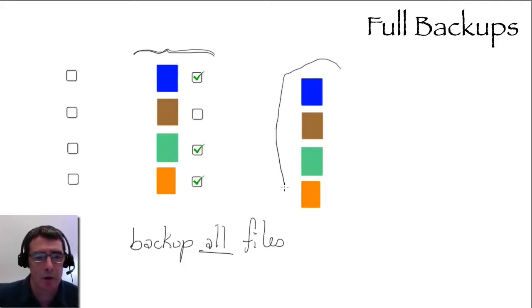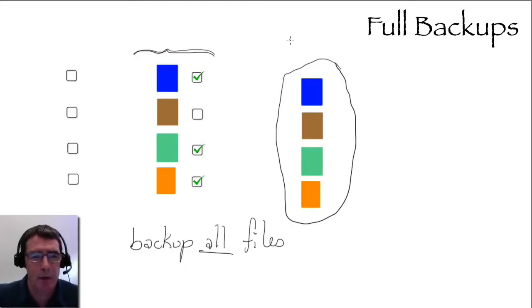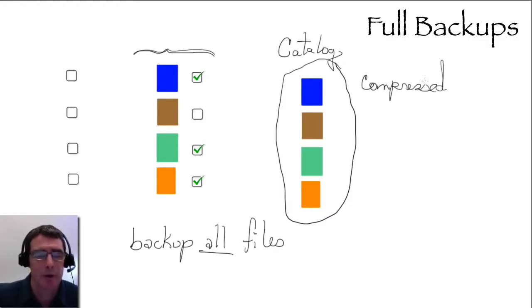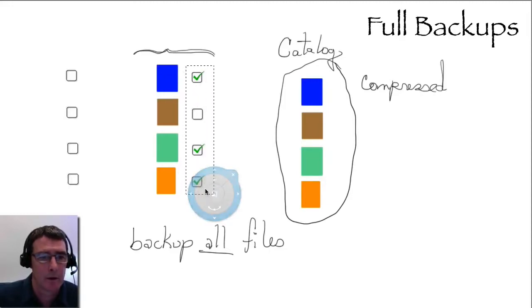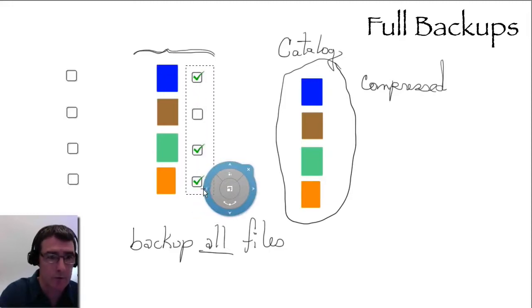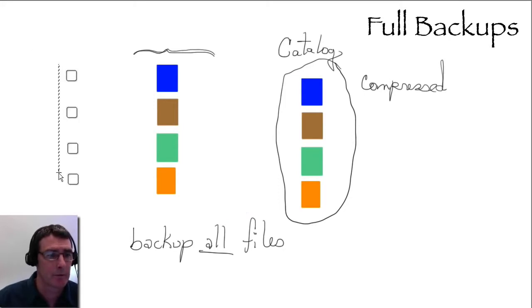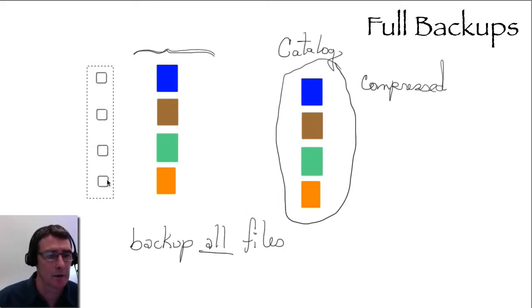So what happens is all those files are put together, and often they're put together in a single file called a catalog. This may be compressed depending on your software, if your software can compress it for saving storage. And in the file system itself, all these archive bits are cleared.